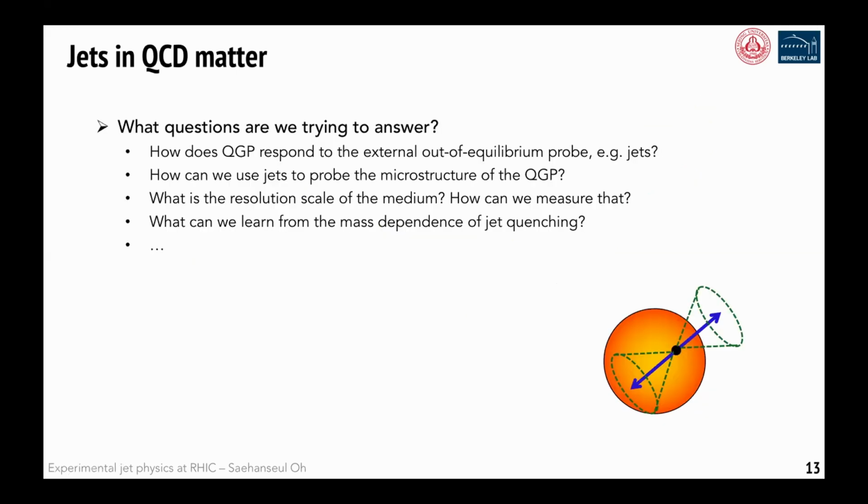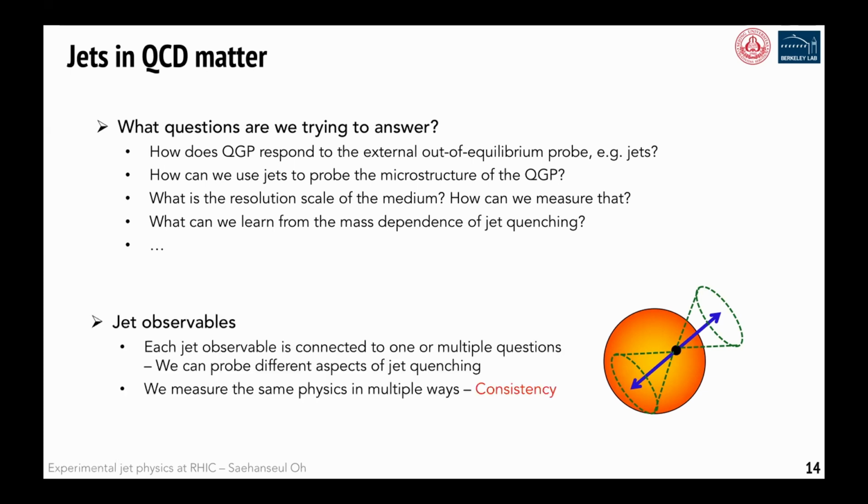So what questions are we trying to answer by investigating jets in heavy ion collisions? There are many questions that you can think of, such as how does the QGP respond to an external out-of-equilibrium probe, such as jets, or how can we use jets to probe the microstructure of the QGP? What is the resolution scale of the medium? How can we measure that? What can we learn from the mass dependence of jet quenching, and many others?